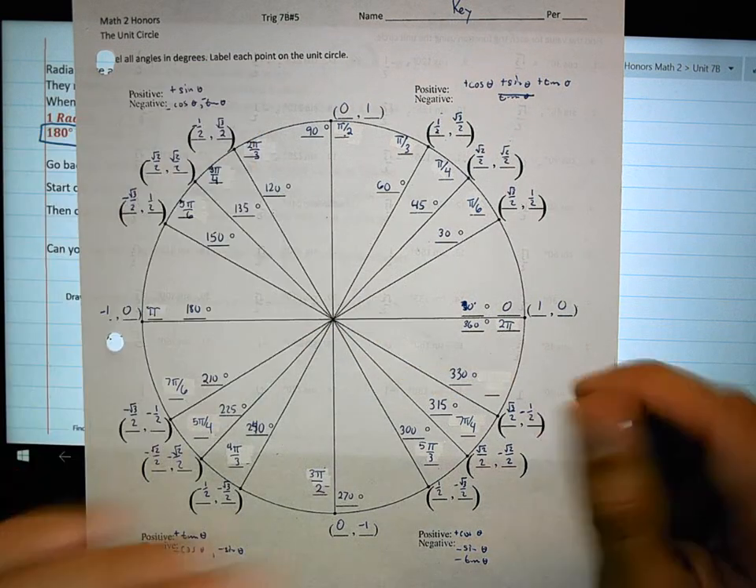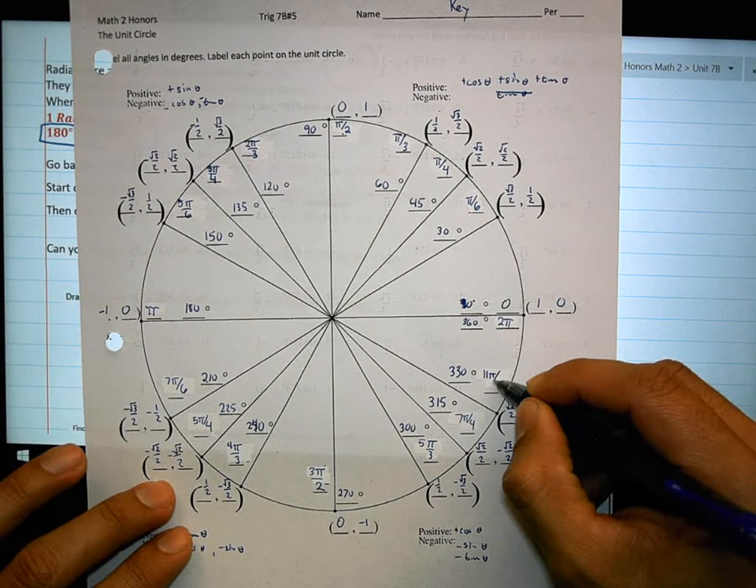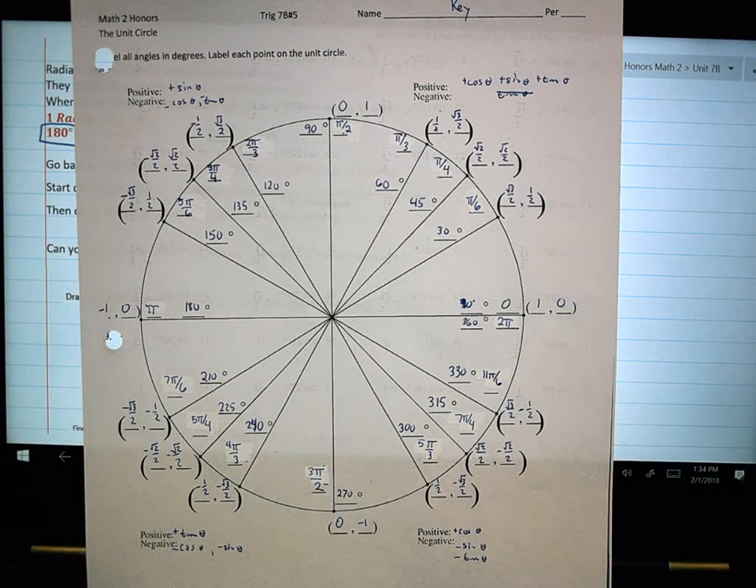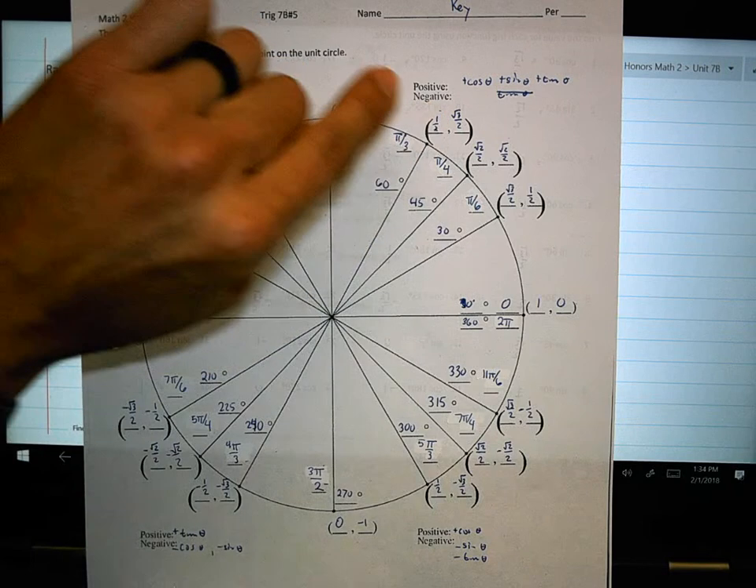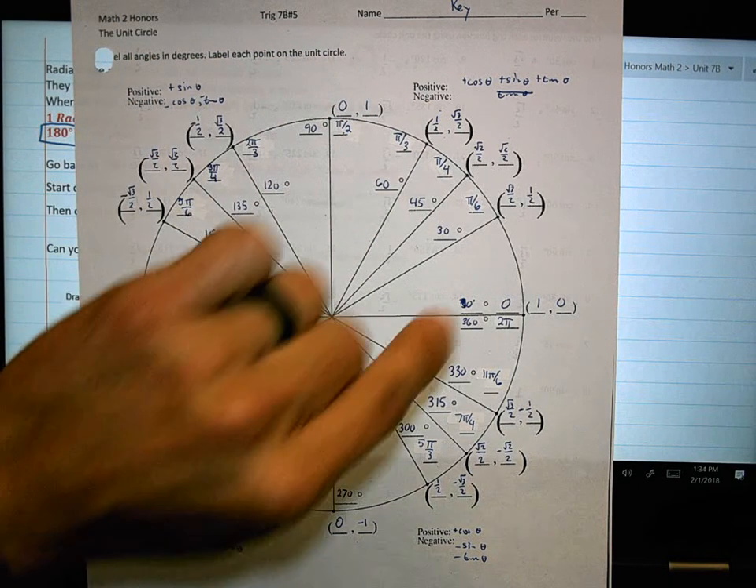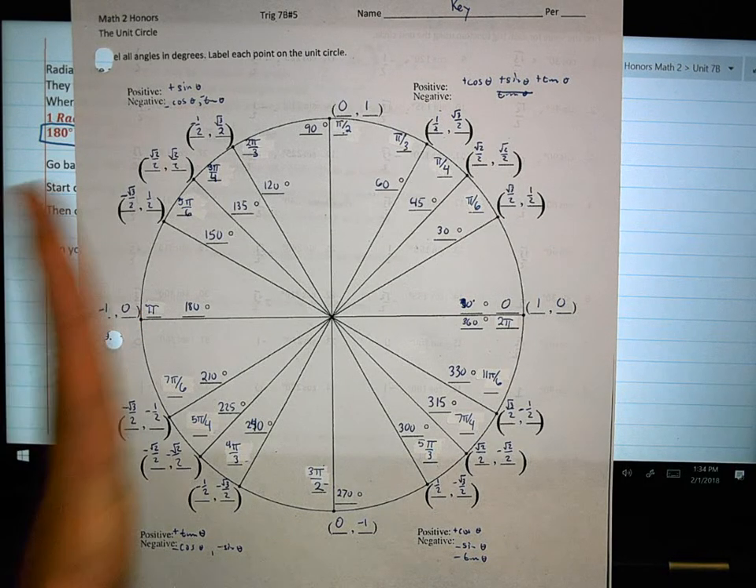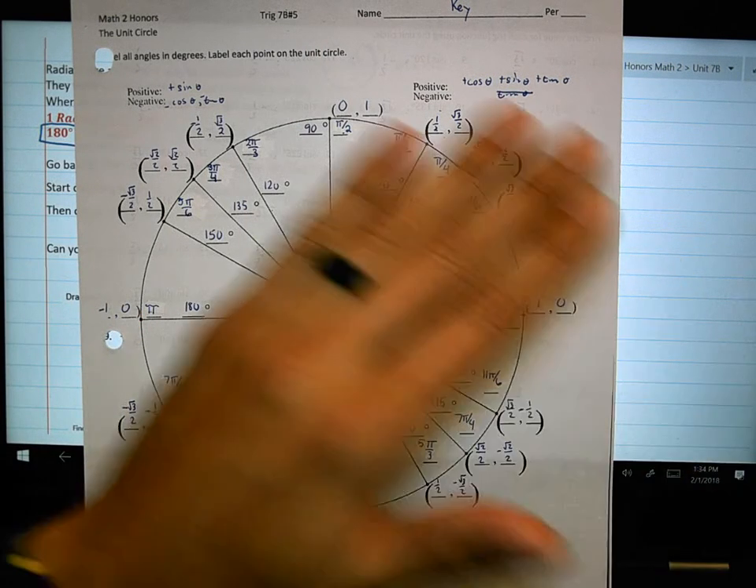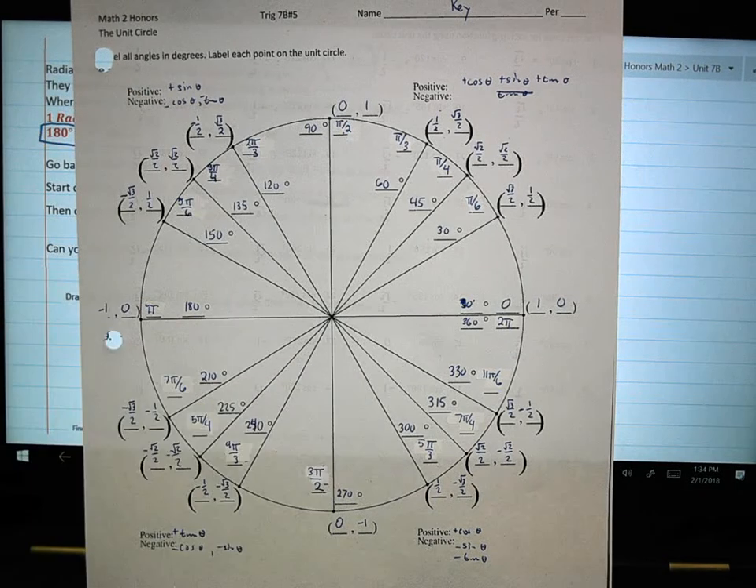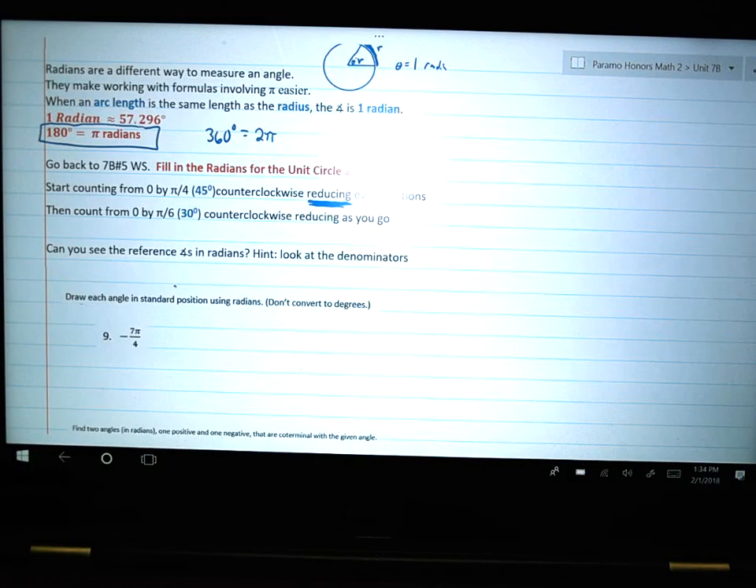11 pi over 6 is our last one before we get to 12 pi over 6 or 2 pi. So now we have all the radian measures all the way around this unit circle. It's basically taking 1 pi radians and cutting it up into our nice even slices just like the degrees were. Now here's the one thing I like about radians, just in case.